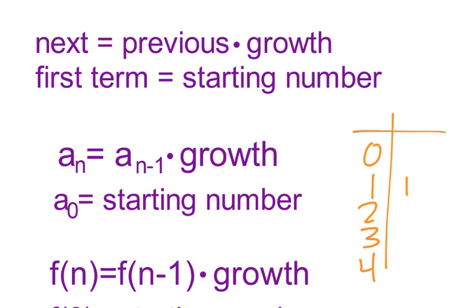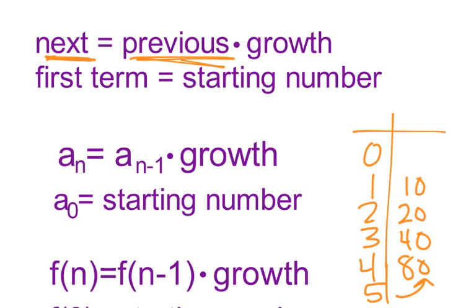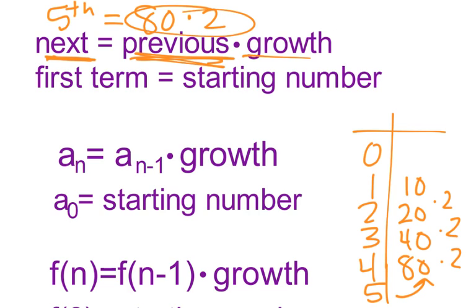Say we start with 10, and then we go to 20, then 40, then 80. The idea to get that next term with recursive is we take the previous term, so that 80, to get the next term, the fifth term. We use that fourth term, which is 80, and then we apply the growth to it, which in this case is multiplying by 2. And that would give us the next number, which would be 160.